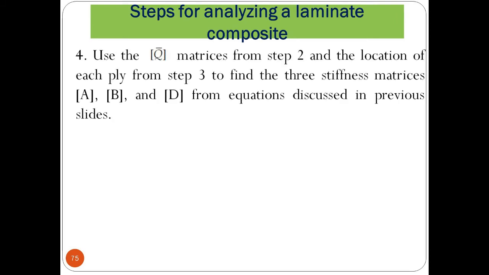Now using the Q bar matrix which we had already obtained in step 2, and the location of each ply in terms of different thicknesses for their top and bottom surfaces, we have to find out the three stiffness matrices A, B and D, and these we can have for different stiffness matrices.